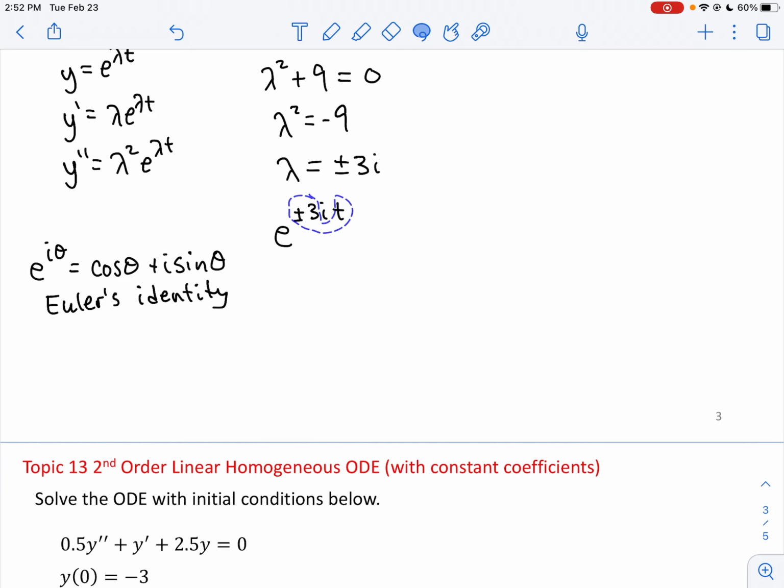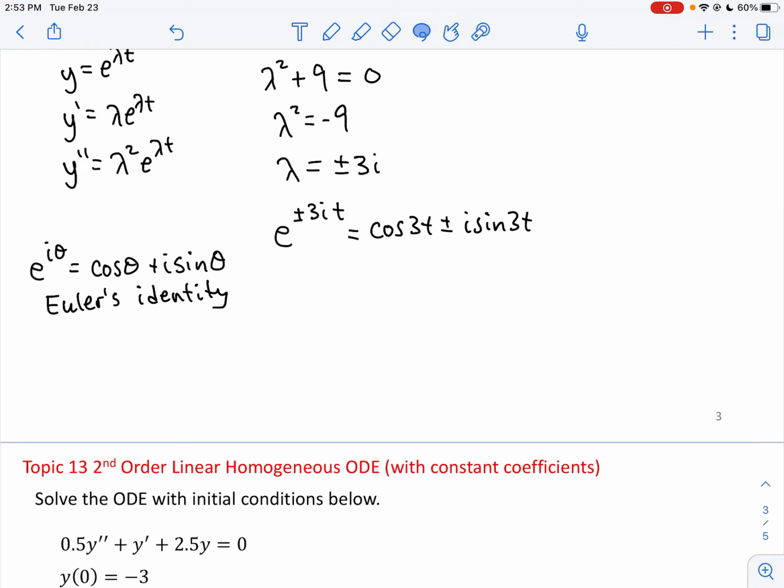And since cosine is an even function, if I put plus or minus the same angle right here, cosine of plus or minus theta is just the same thing as cosine theta. But sine's an odd function. Sine of negative theta is the negative sine of theta. So what this winds up becoming is that e to the plus or minus 3it can be rewritten as the cosine of 3t plus or minus i times the sine of 3t. And this is Euler's identity, or Euler's formula.